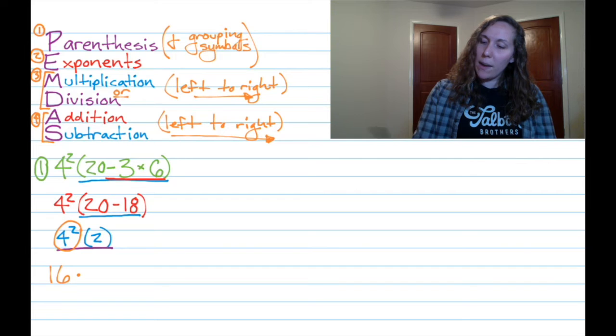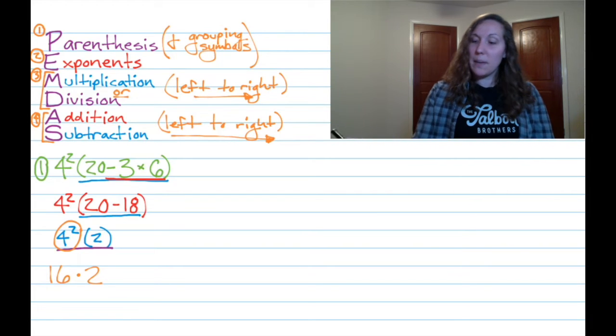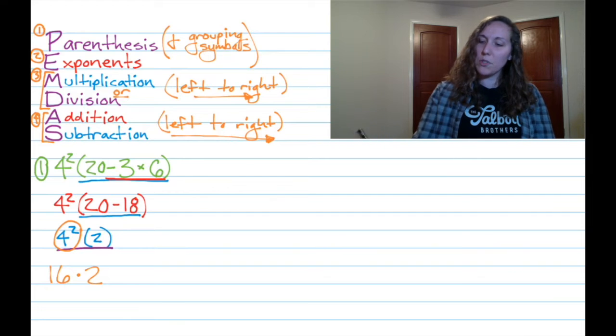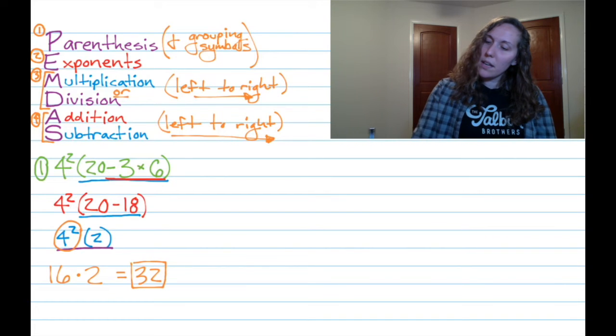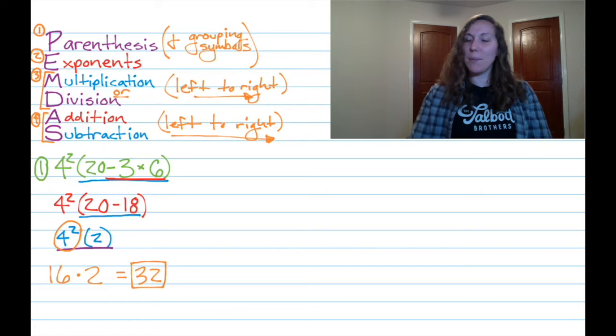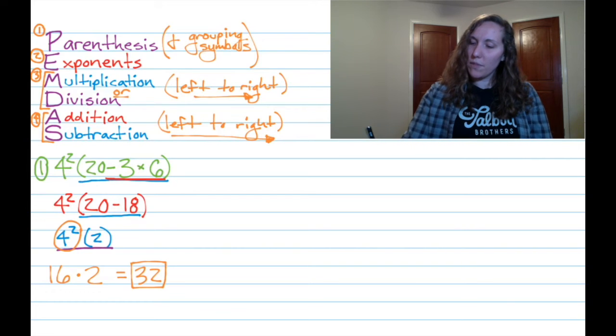16, and now I'm going to take that 2 out and just make it times 2 because, again, I remember that parenthesis really meant that I just needed to multiply. And now I can just solve that. 16 times 2 is 32, and that is the answer to my problem for number 1. So great job. We finished solving number 1.